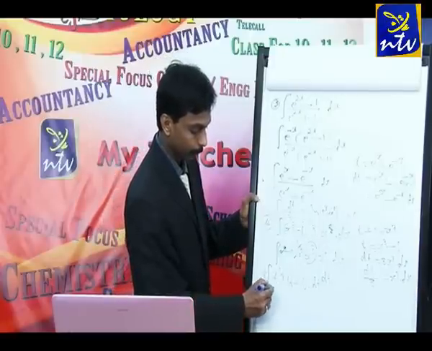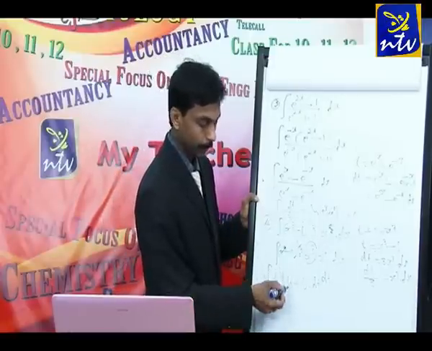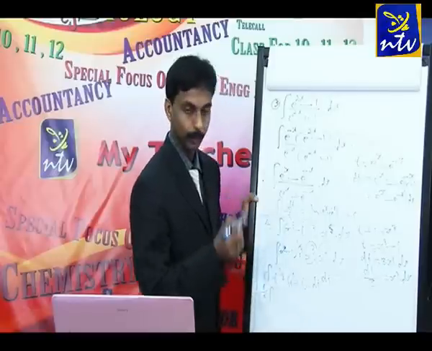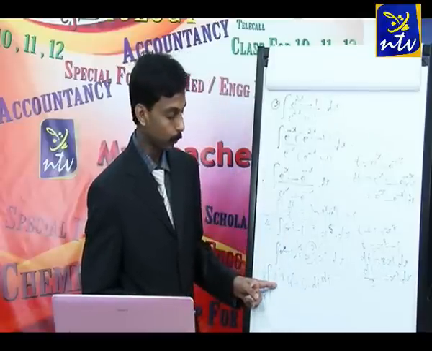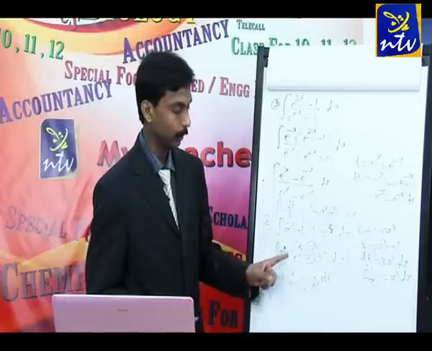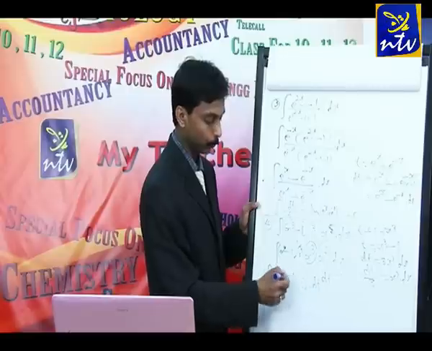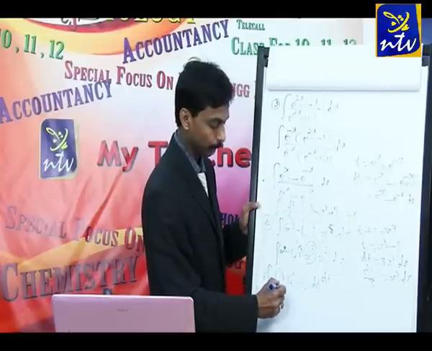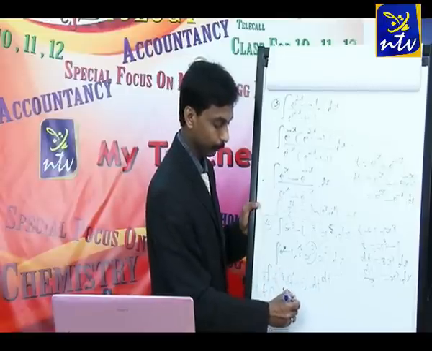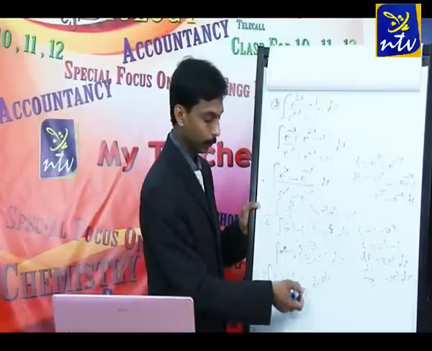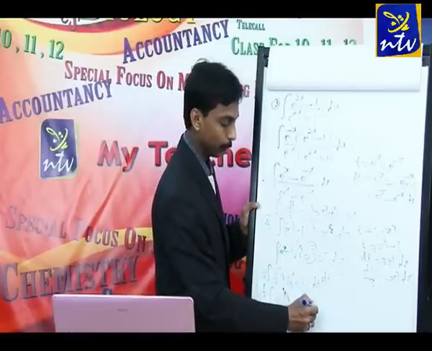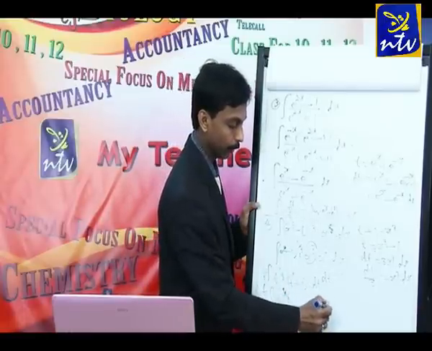Now you can open the bracket: integral t raised to 1/3 into t raised to 1. The formula I already told you, x raised to m into x raised to n is equal to x raised to m plus n. So t raised to 1/3 plus 1 will be 4/3, plus t raised to 1/3 into 1, t raised to 1/3 into dt.